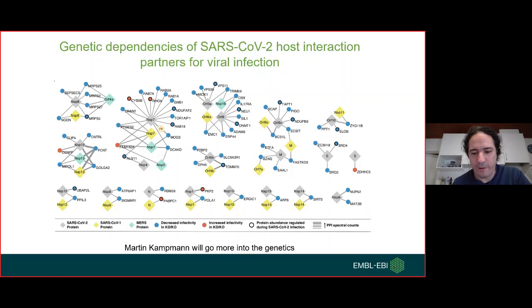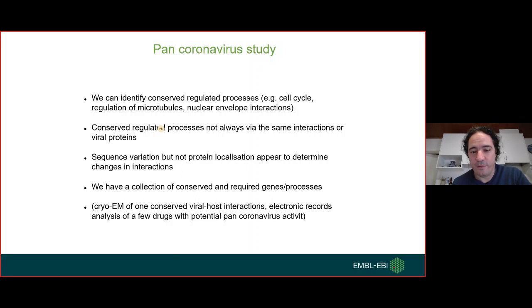So I'll finish here. We can identify these conserved regulated processes. They're not always by the same interactions. And we have one particular example where we think there's been a convergent evolution, where the protein of MERS is similar to a protein of SARS-2, but they're not the same protein. And sequence variation, but not localization, appears to determine these changes in interactors. And of course, we have this collection now of conserved processes that we think would be useful to target. And with that, I'll finish.